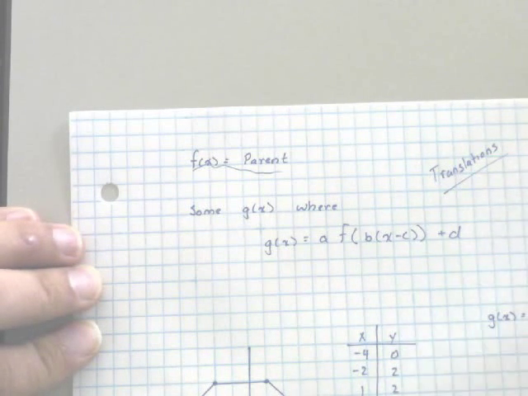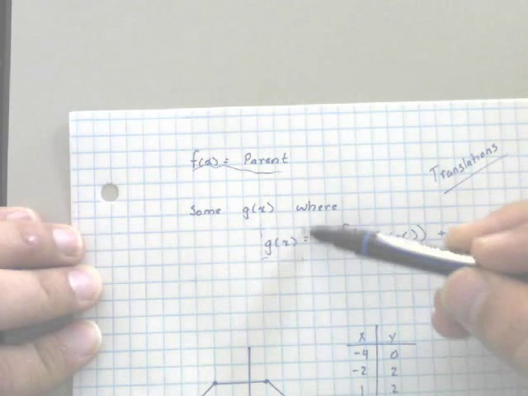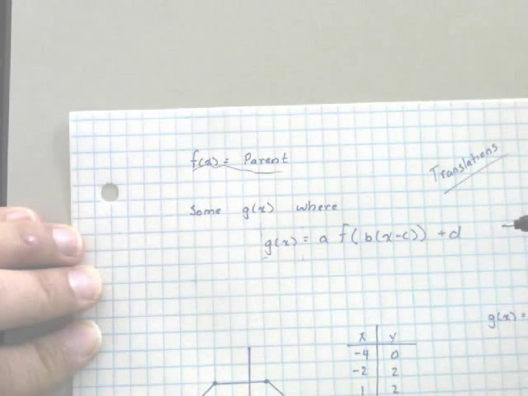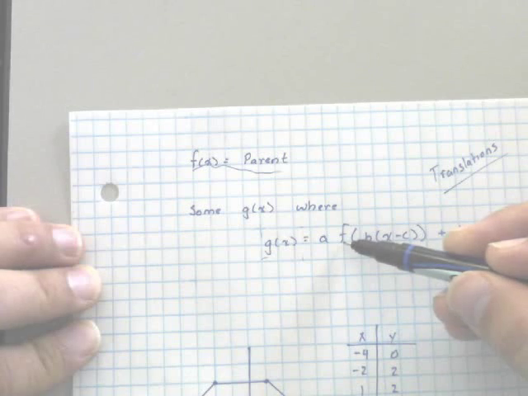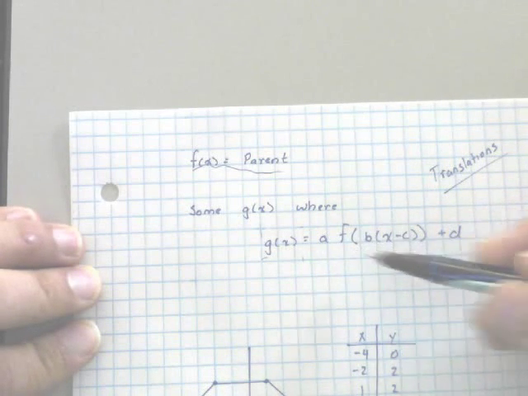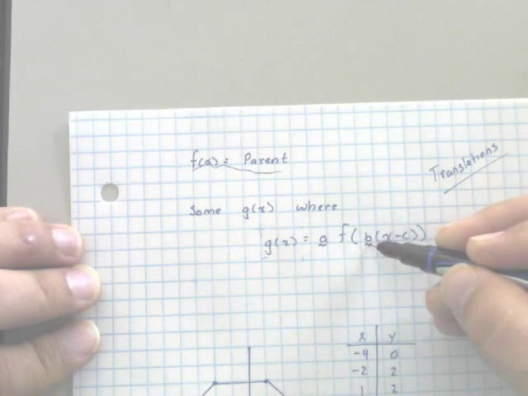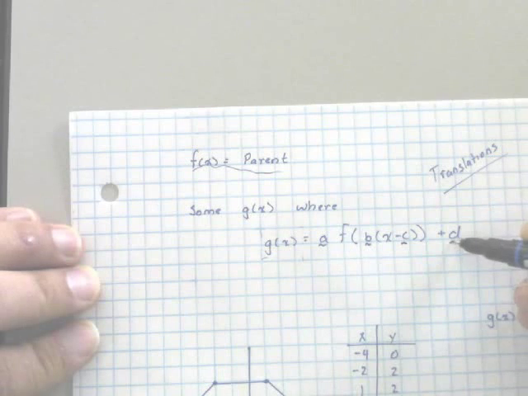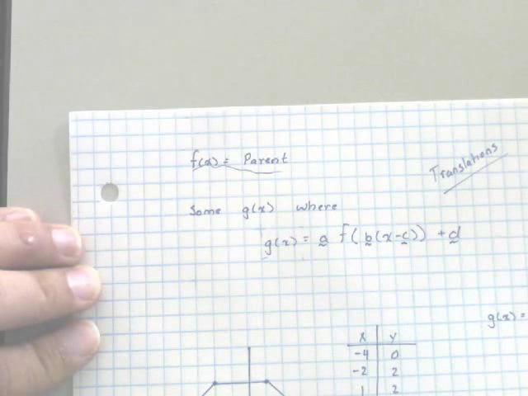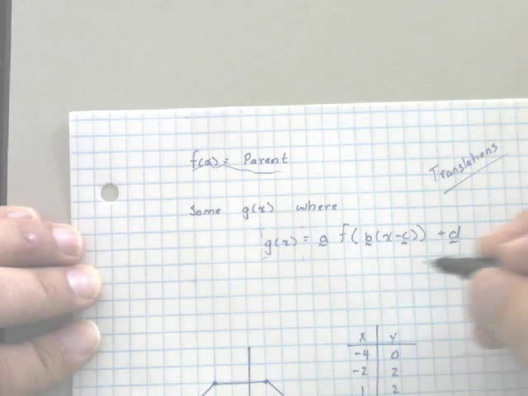So with function transformations, we have some new function, some child, g of x, where it's built from the parent. So if f of x is the parent, then there's going to be an f of x in the child too. But there are also going to be all these extra little numbers, a, b, c, and d. Okay? And all of those little numbers have a job. We're going to focus on the c and the d because those are the translating numbers.